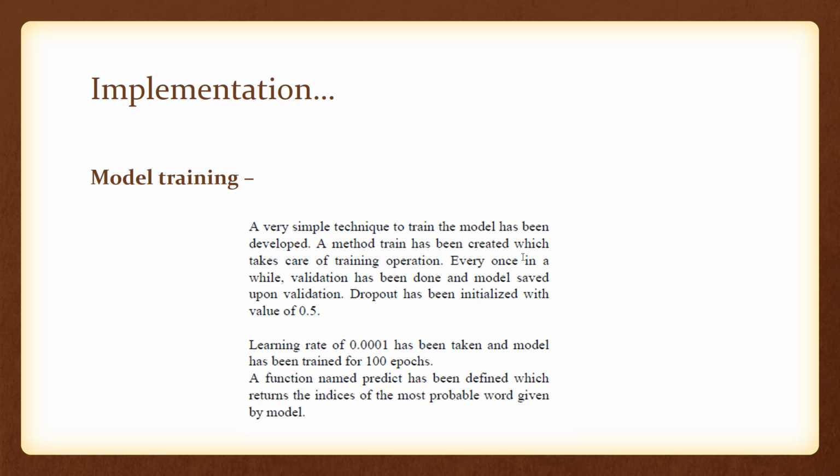For the training of the model, we trained for around 100 epochs with a learning rate of 10 to the power minus 4, and the dropout rate was initialized with a value of 0.5. A function named predict generates the indices of the most probable words. Then we use these indices to find the actual words from the list of words.